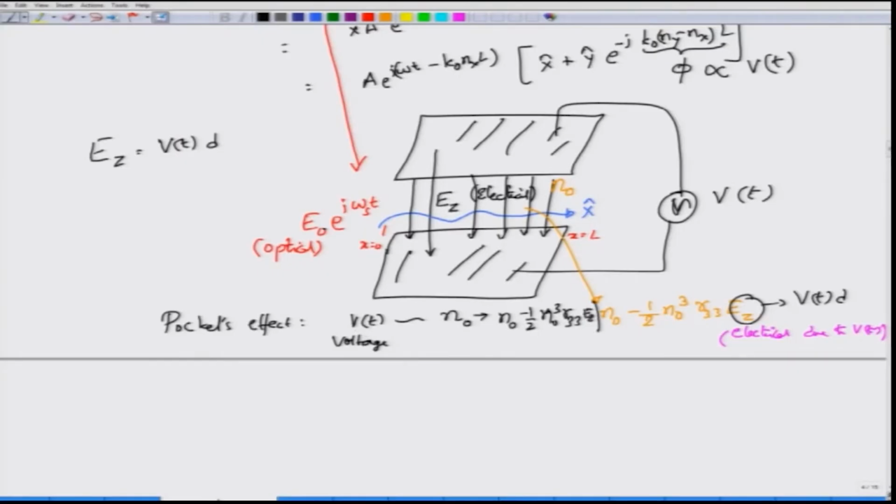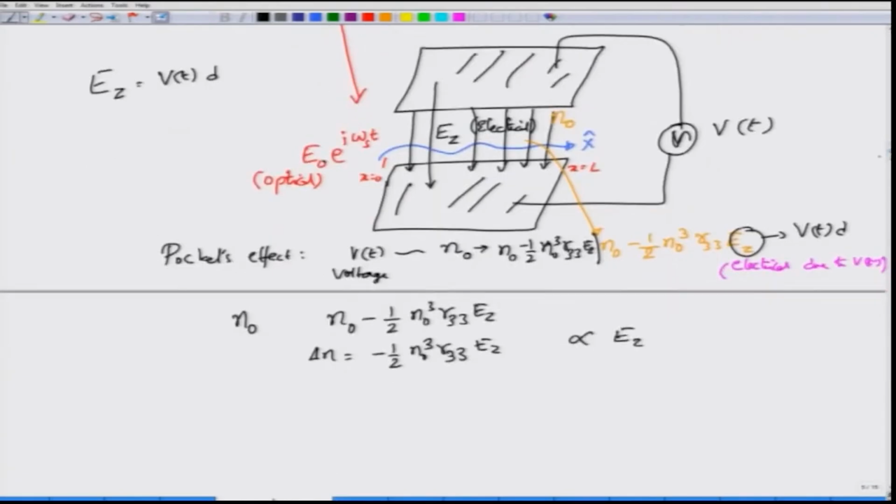So, Pockel's effect implies that you take the voltage that you can apply, and then change the optical refractive index. This change in the refractive index, which is half N0 cube R33 Ez, will be linear in the electric field, correct. Initially the refractive index was N0, after you have applied the voltage it has become N0 minus half N0 cube R33 Ez, right. So, the change in the refractive index is given by delta n equals minus half N0 cube R33 Ez. This change is some constant times Ez. So, this is called the linear Pockel's effect.